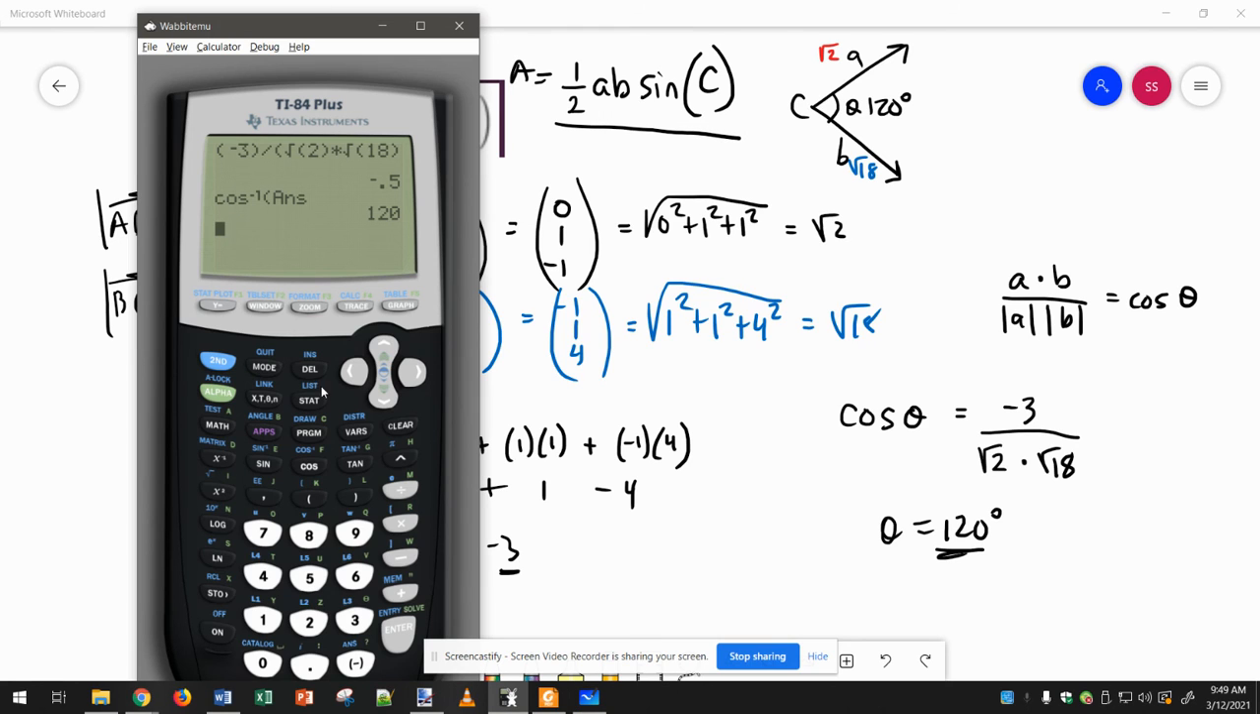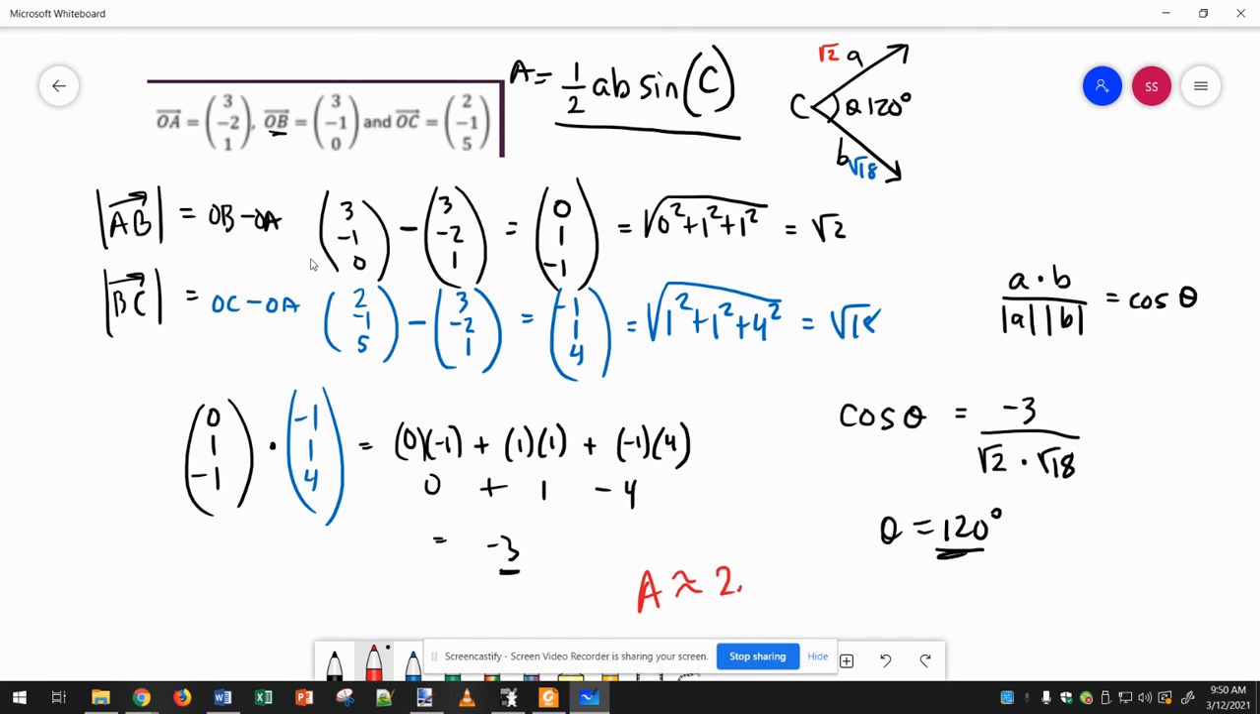So I'll go back to my calculator. 1/2 times A and B are the square root of 2 times square root of 18. So I can type in square root of 2 times square root of 18. That's why I left them in radical form, because I don't want to round too soon. And then times sine, because now this area formula is involving sine, and then my angle was 120. And I get 2.598, and 3 sig figs, we should round that to 2.60. So the area of this triangle, about 2.60 units squared.